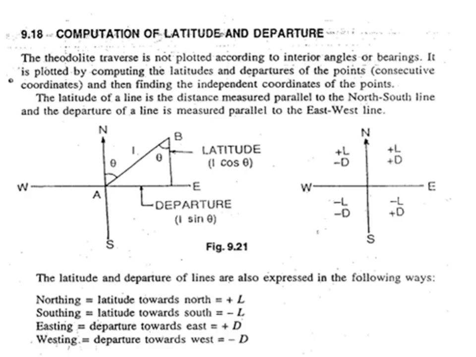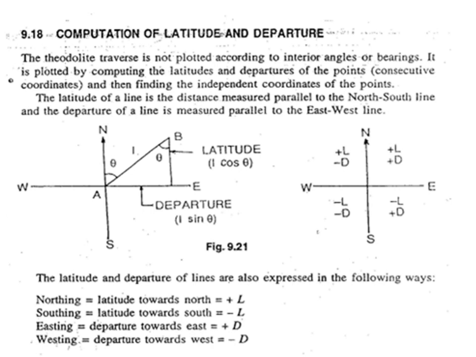So in this slide we are going to see the computation of latitude and departure. In the theodolite traverse survey, it is not plotted according to interior angles or bearing. So it is plotted by computing the latitude and departure of the points, which are nothing but the consecutive coordinates, and then finding the independent coordinates of the points. The latitude of a line is the distance measured parallel to north-south line, and departure of a line is measured parallel to east-west line. So in the figure 9.21 you will find that there is a line AB.